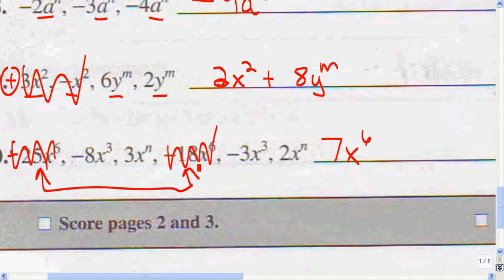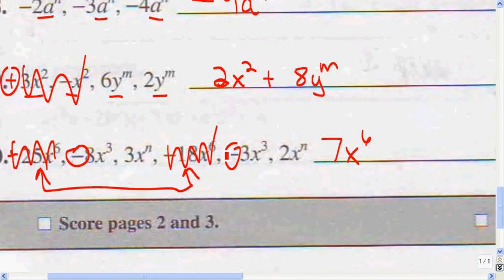And then the next bigger exponent is x to the 3rd. So both the signs are negative, you notice? So the signs are the same, so we're going to add. 8 plus 3 is 11. But since my signs are negative, my answer is going to be negative. Negative 11x to the 3rd.